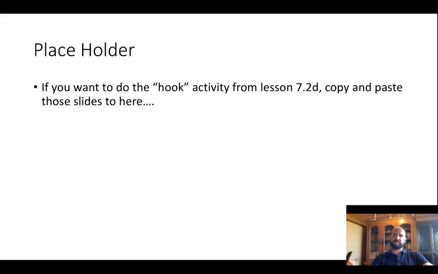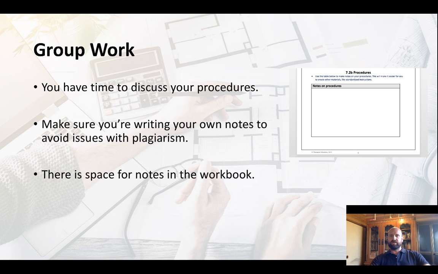There's a hook in 7.2. This is 2 lessons away. You can copy and paste it here if you'd rather do it in this lesson instead. Then I would get students to, this is group work. This is time for them to figure out their procedures, what they're going to do.